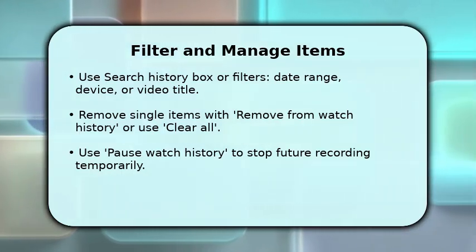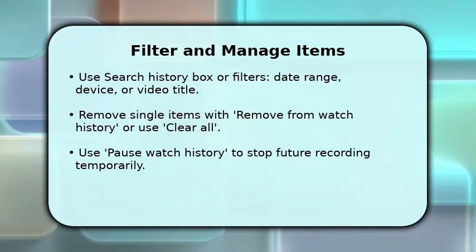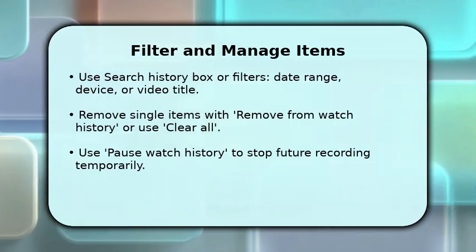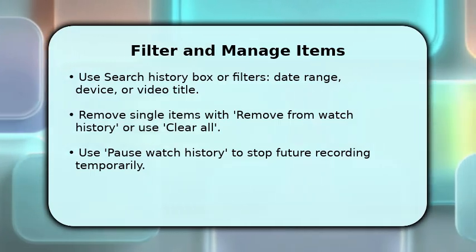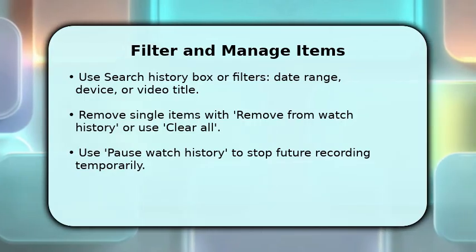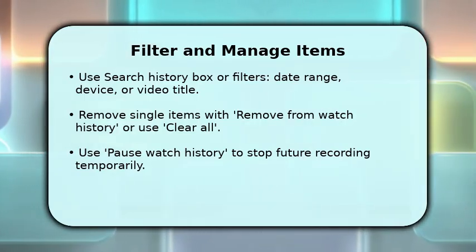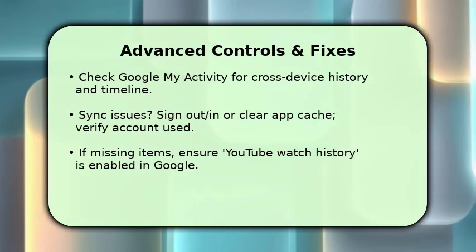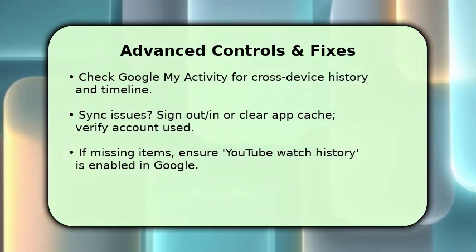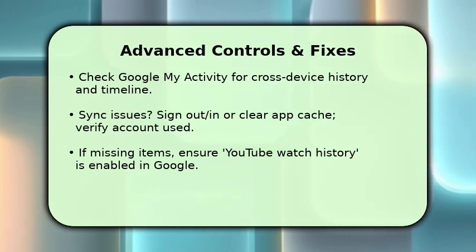You can remove specific entries by clicking the three dots next to an item and choosing Remove or Clear Entire Watch History in Settings. Also, pause watch history if you don't want future views recorded. This prevents further entries until you unpause it. To finish, review YouTube history controls under Manage All Activity to see cross-device records and timeline details.